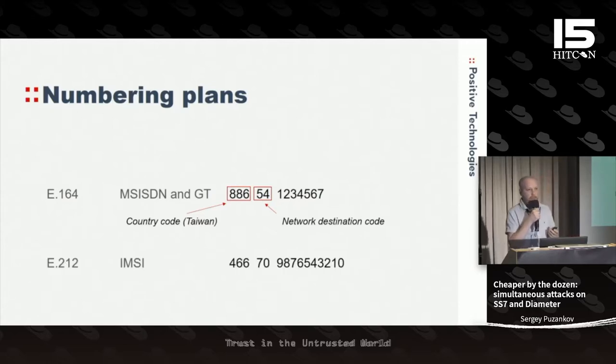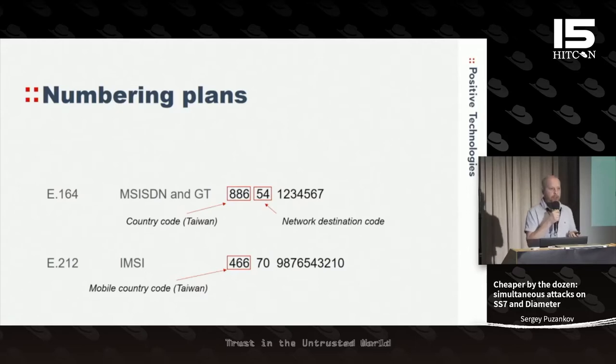And IMSI. IMSI also consists of three groups of digits. The first defines the country, this is the mobile country code. The second one defines the network within the country, and the third group of digits defines the subscriber.